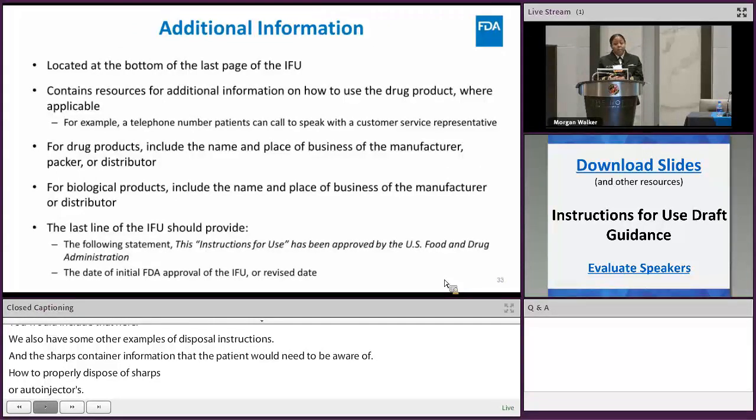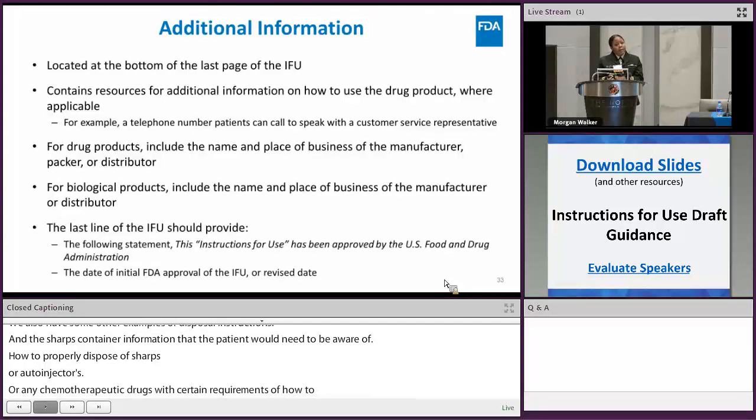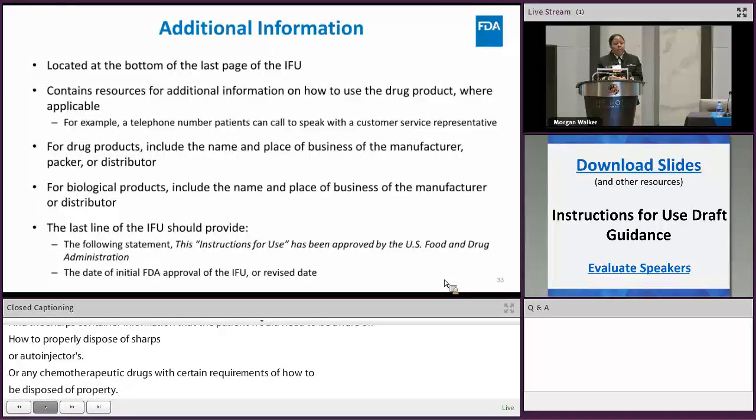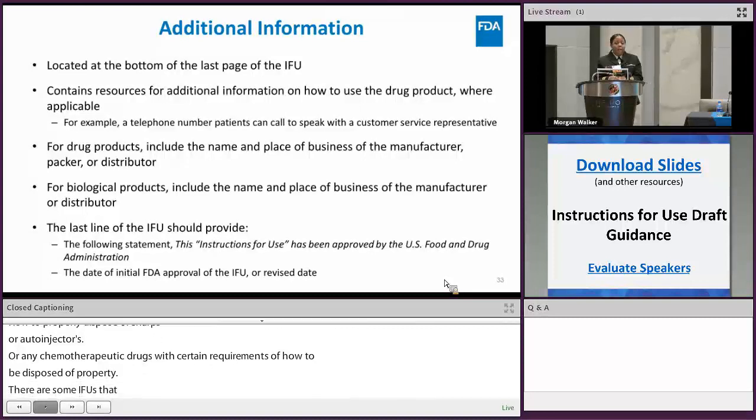There are some IFUs that contain a Q&A section or a "what should I do if" type of section. That section would be included immediately after the disposal information, and that would be the very last part, or the very bottom, of an IFU document.